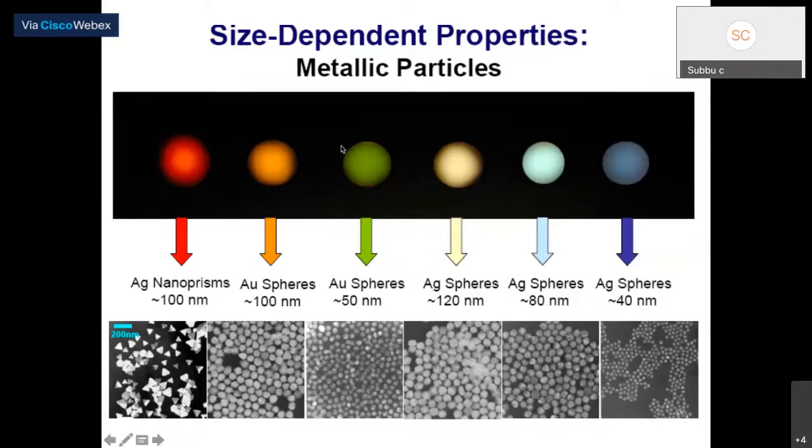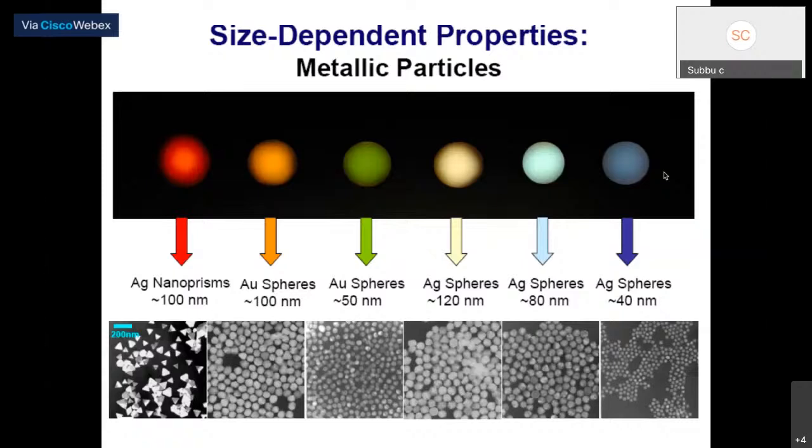As long as the morphology is the same, this is sphere, this is sphere, this is sphere. If you have such a situation, look at this: this is 120 nanometers, this is 80 nanometers, this is 40 nanometers. As you can see, there is a clear blue shift, because once you decrease the particle size, the spacing increases. Once you increase the spacing between the HOMO and LUMO, normally the band gap increases, so you need more energy for excitation.